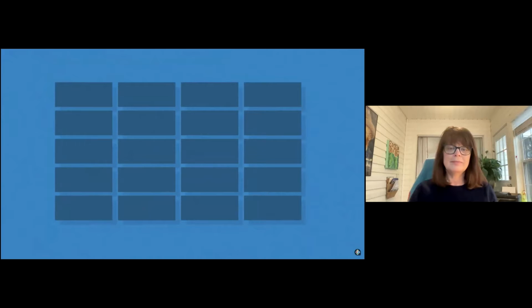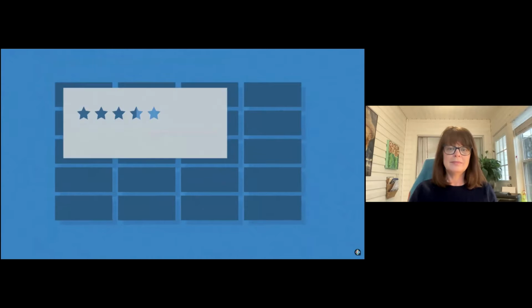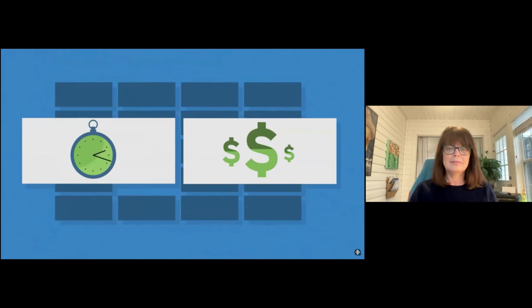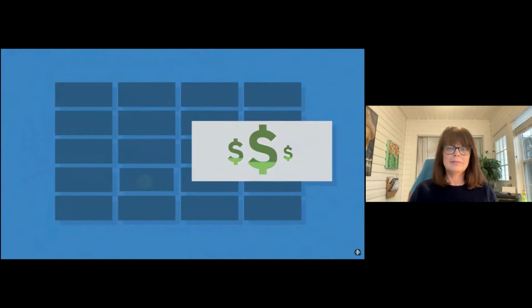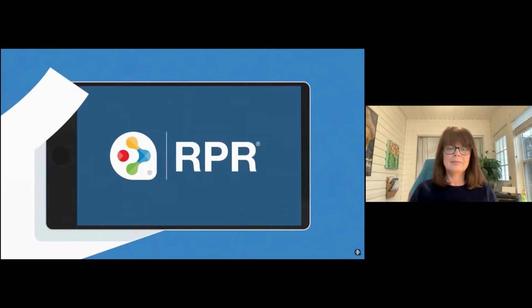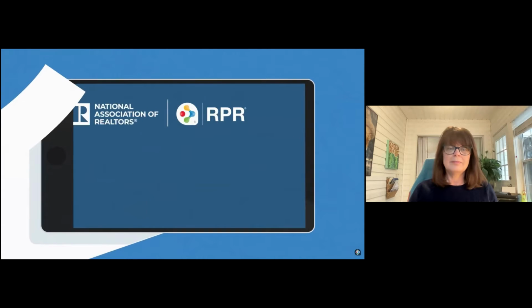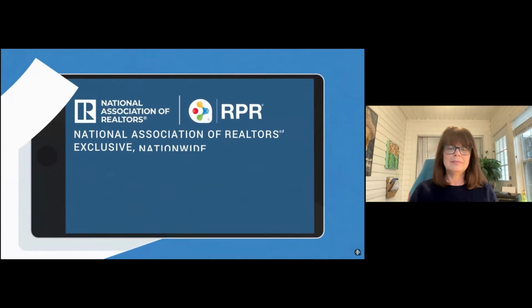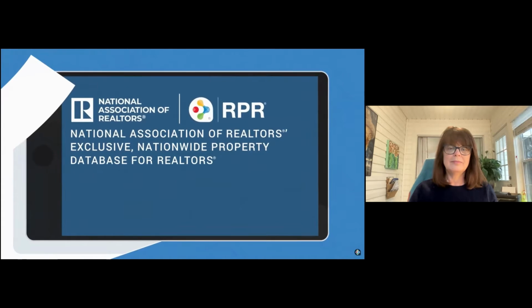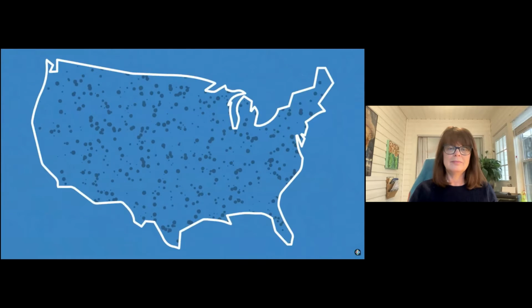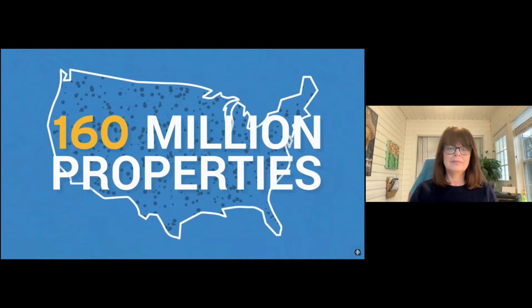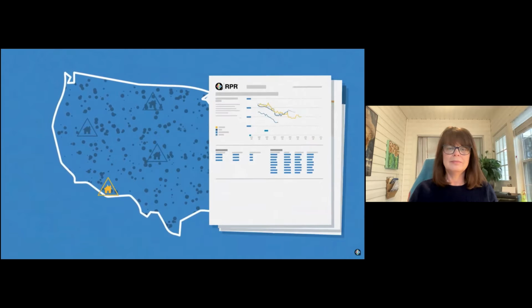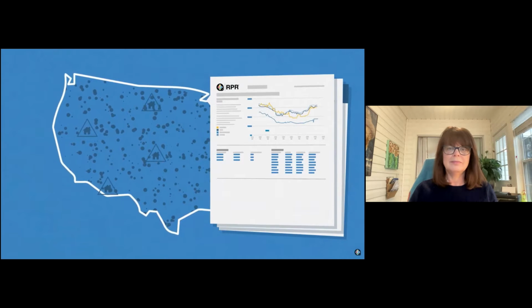We understand you need to accurately assess what's best for your clients and customers. But the truth is, your time and money is being wasted tracking down all these facts from so many different places. That's where Realtors Property Resource comes in. RPR is the National Association of Realtors' exclusive nationwide property database for realtors. With access to over 160 million properties, RPR gives you access to the most comprehensive reports that are sure to inform and impress even the most demanding clients.